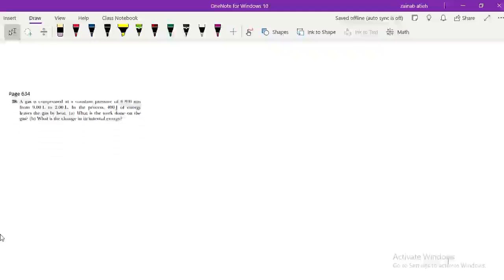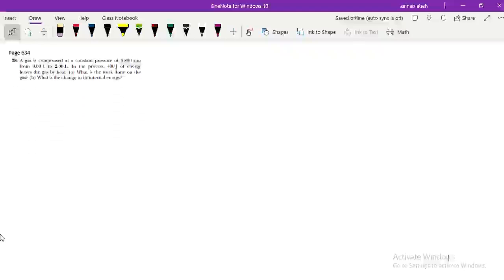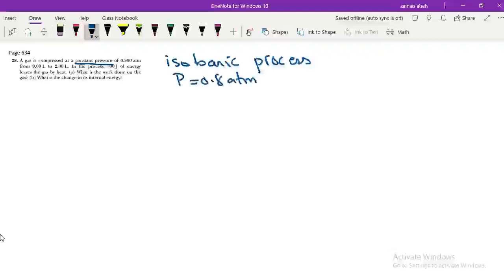Let me now move to the other problem, which is problem 28. This problem says a gas is compressed at a constant pressure of 0.8 atmosphere from 9 liters to 2 liters. So let's start. We have a constant pressure, so we have an isobaric process. The pressure is constant, equal to 0.8 atmosphere. Initially we start from 9 liters, and we end up with a final volume of 2 liters.